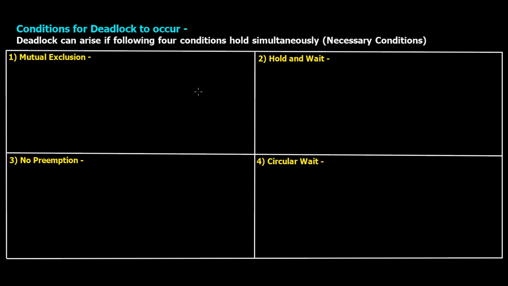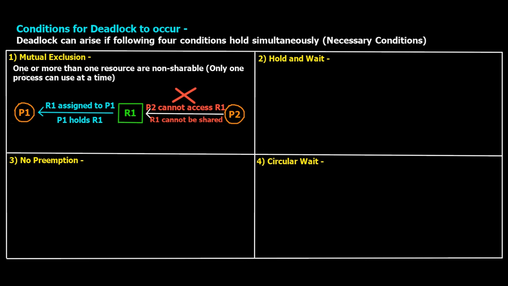So let's start off with mutual exclusion. In mutual exclusion, one or more than one resource are non-shareable. That is, only one process can use it at a time. Here's a scenario. We have process P1 and process P2, and one resource R1. Now R1 is assigned to P1, which means that P1 has access of R1. Since the concept of mutual exclusion exists, P2 cannot access R1 and R1 cannot be shared. So until P1 releases the access of R1, P2 cannot access it, right? So P2 is going to be waiting for R1.